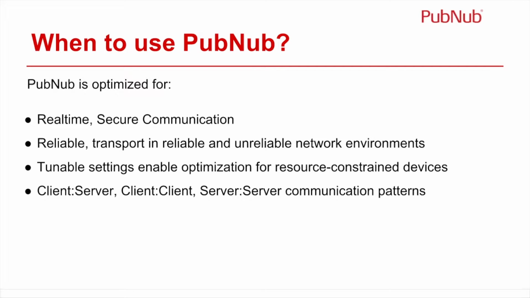PubNub is optimized for real-time secure communication. We provide reliable transport in reliable and unreliable network environments. Our tunable settings enable optimization for resource-constrained devices, and you can use PubNub in client-to-server, client-to-client, and server-to-server communication patterns.